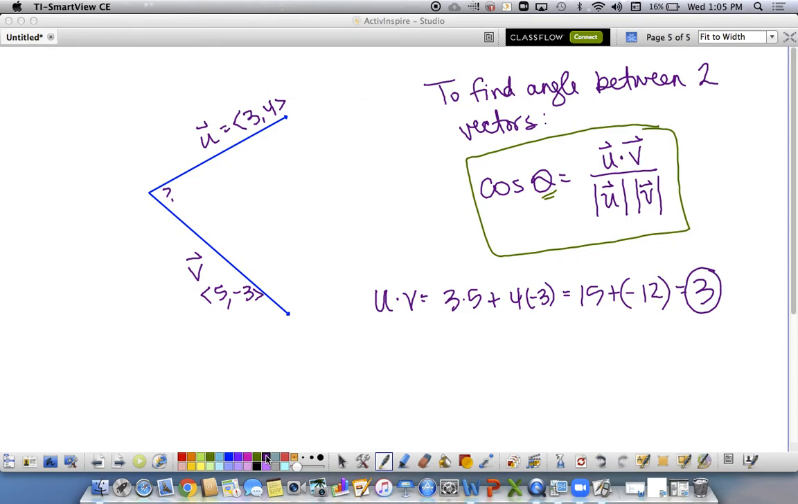Now I need the magnitude of u times the magnitude of v. Oh, I have to do something else to find the magnitude. How do we find the magnitude? There was a quick formula. The magnitude of u, I'm going to go over here, equals the square root of 3 squared plus 4 squared. It's like the Pythagorean theorem if we had drawn a triangle out, correct?